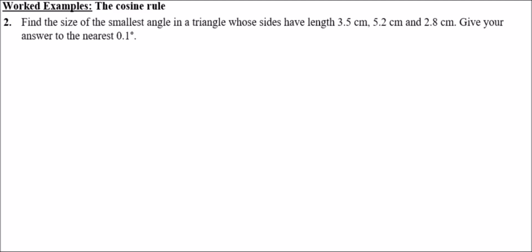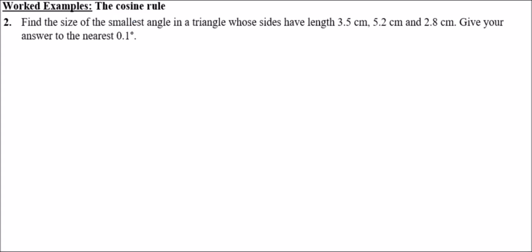Question 2, it says to find the size of the smallest angle in a triangle whose sides have length 3.5, 5.2 and 2.8, and it says to give your answer to the nearest 0.1 of a degree. And so what we're going to need to do here is what I mentioned in one of the warm-up questions. I'll refresh your memory on that in a moment. But first of all, what I want to do is just to draw this one out.